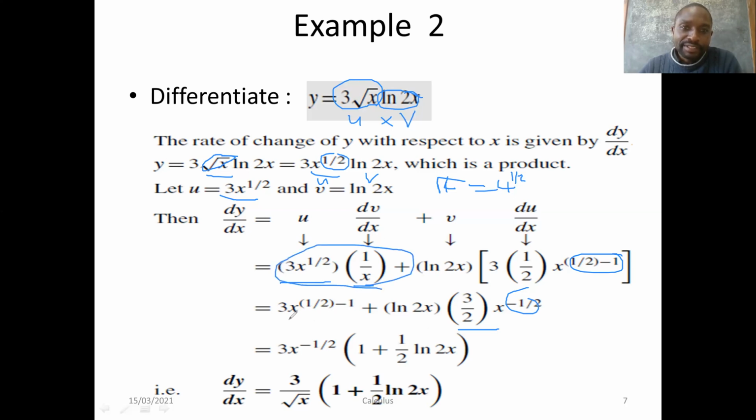If we simplify this, it will reduce to 3x to the power minus 1 over 2, factoring out the 3x to the power minus 1 over 2. This gives 1 plus 1 over 2 ln 2x, and again this can be simplified to simply 3 over root x, 1 plus 1 over 2 ln 2x as our final answer.